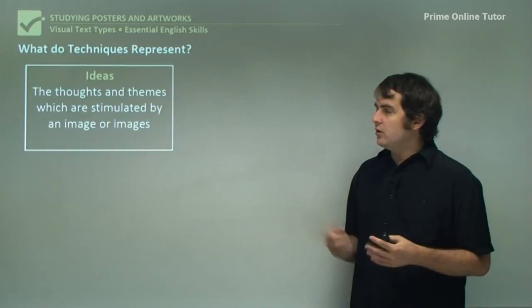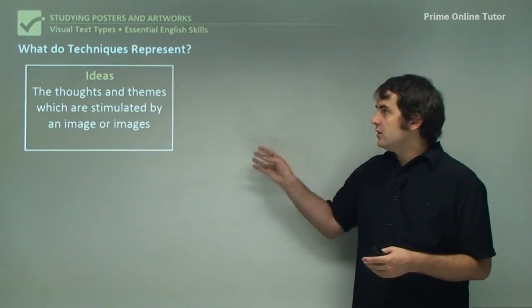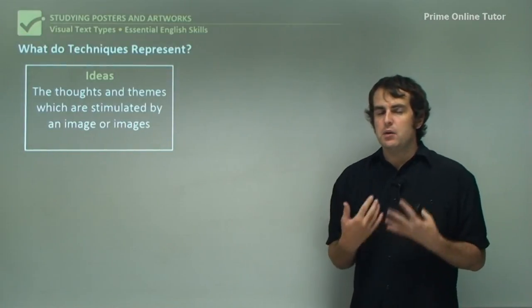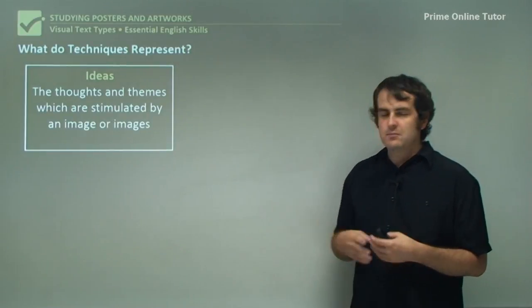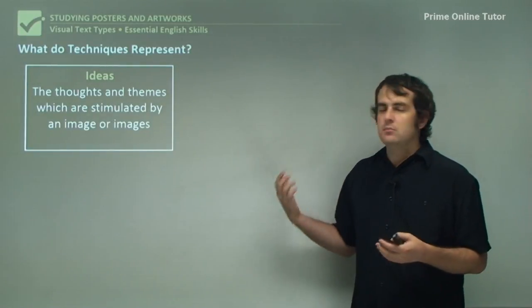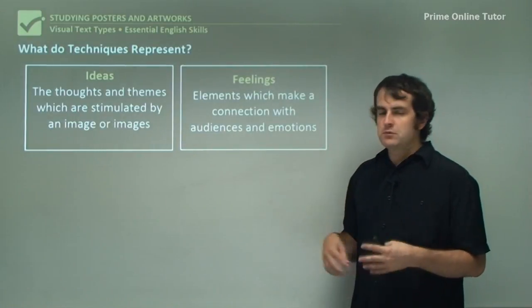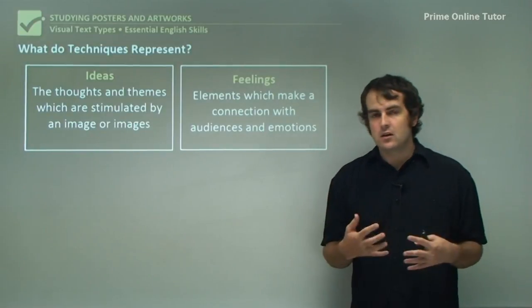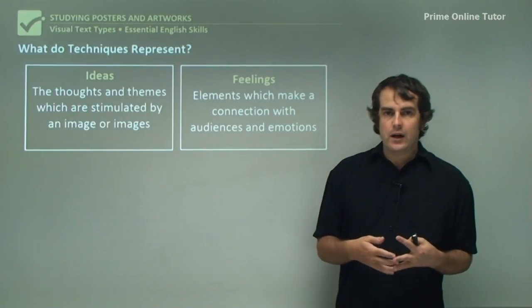Okay, so what do these techniques represent? So how can you start discussing these things? First of all, you're discussing the ideas, as in what the artist, what the composer of this image is trying to get you to think. So the thoughts and themes which are basically stimulated by an image or images. You may be looking at the feelings, as in things which make a connection with you. And certainly, any kind of image, as with any kind of text, is going to try and make a connection with you in some way.